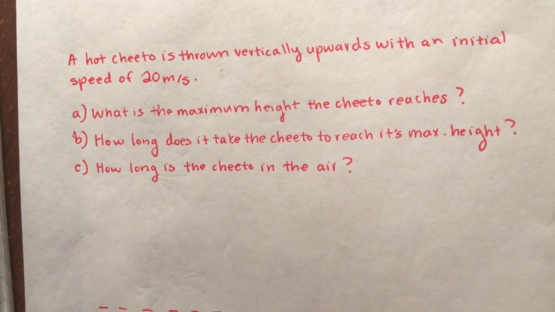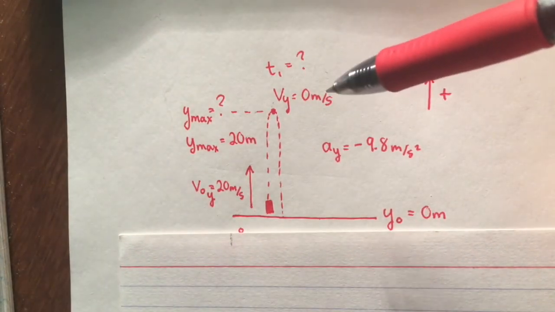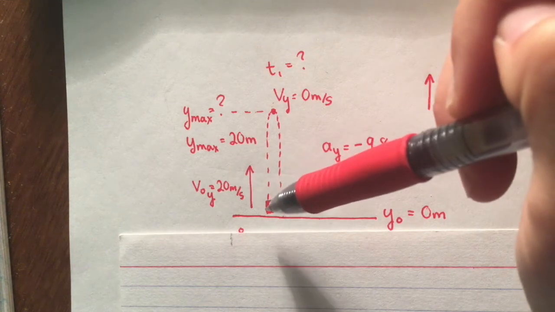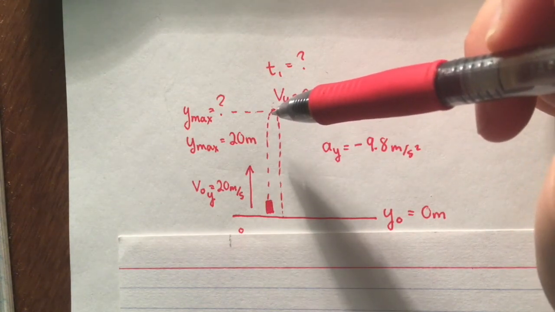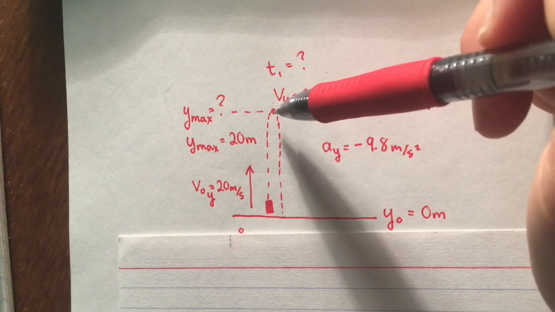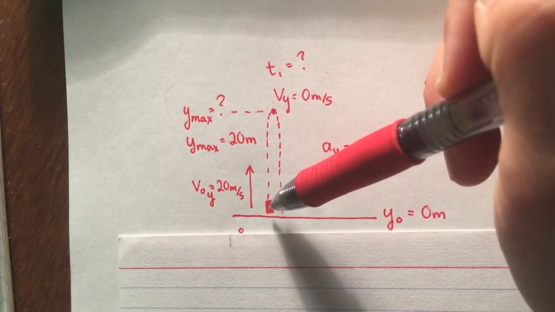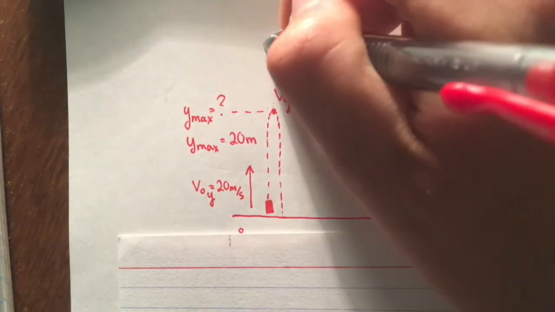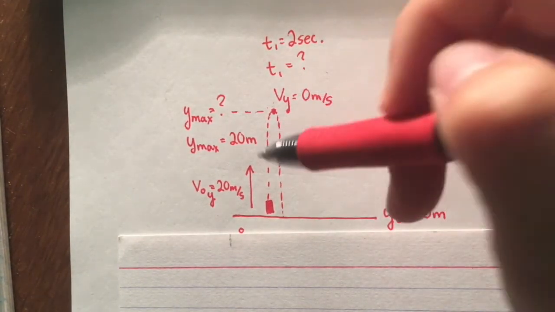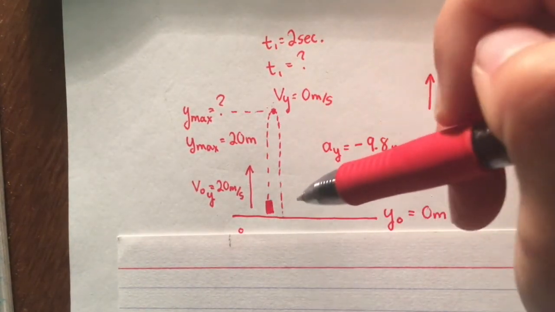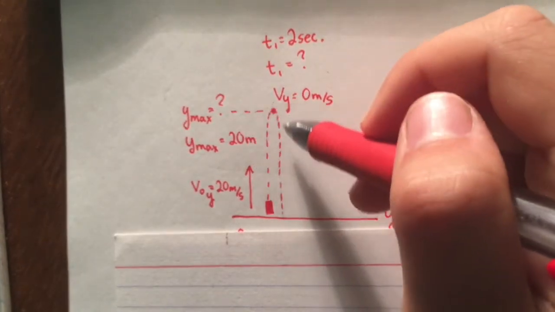Part C, how long is the Cheeto in the air? Now you really don't need an equation for this one. What you need to understand is that the time that it takes the Cheeto to get from the ground to its maximum height is the same amount of time that it's going to take the Cheeto to get from its maximum height back down to the ground. We just found the time that it takes to go up to the top. That time is 2 seconds. So, in order to find the total time, all I need to do is multiply that 2 seconds by 2, and that will give me the total time in the air.